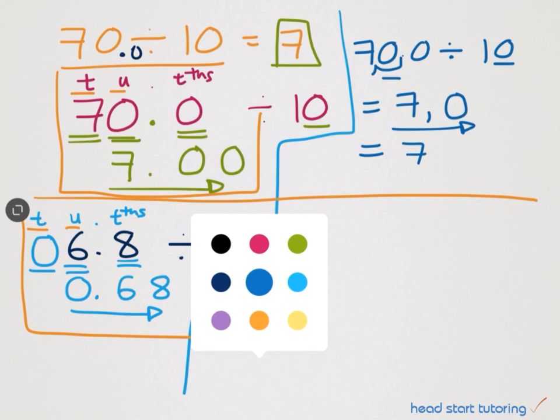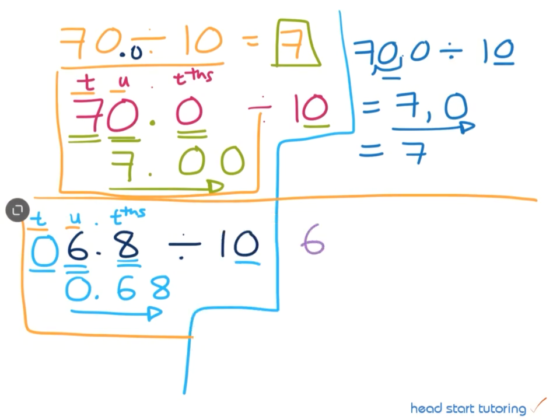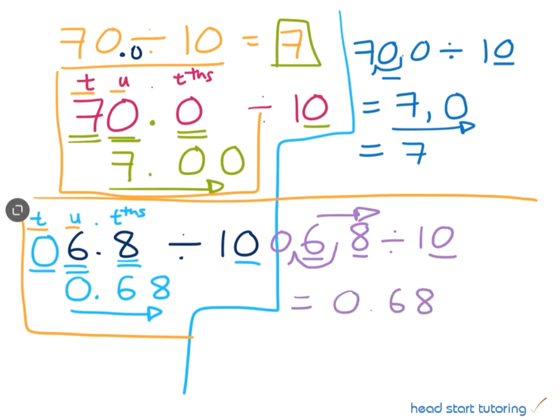Right, let's have a look here at our 6.8. 6.8 divided by 10. Because we are only dividing by 10, which has 1 zero, we are going to take our decimal point, even though we know the decimal point doesn't move. It's these digits that are moving to the right because they're becoming 10 times smaller, so they're moving one place value to the right. So we just take our decimal point and move it one place to the left, and then we put in our placeholders. So we end up with 0.68, just like what we did here.